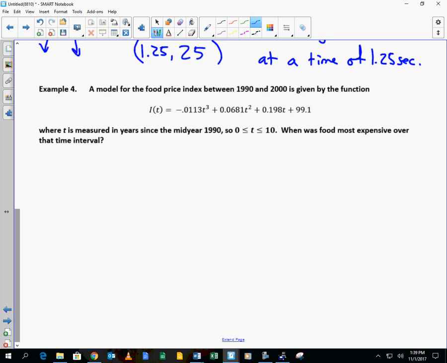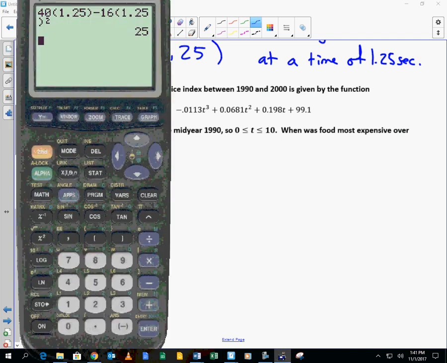All right, last example. So we have a food price. The question is, the price index is given by this function. Does this look like a parabola? No, because it's third degree. We don't know what this looks like. But it's wondering, when was the food most expensive? Well, I need to find a maximum.